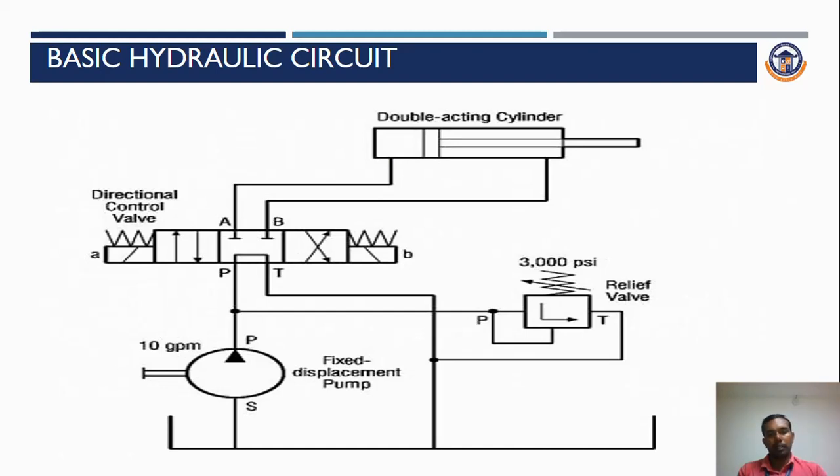At neutral position, how does the fluid flow occur? The ports P and T are closed, so no actuation, either extension or retraction, will happen. The fluid flow will move from reservoir to pump, pump to pressure relief valve, and return back to the reservoir. So when we are actuating the direction control valve on the left hand side, how will the fluid flow happen?